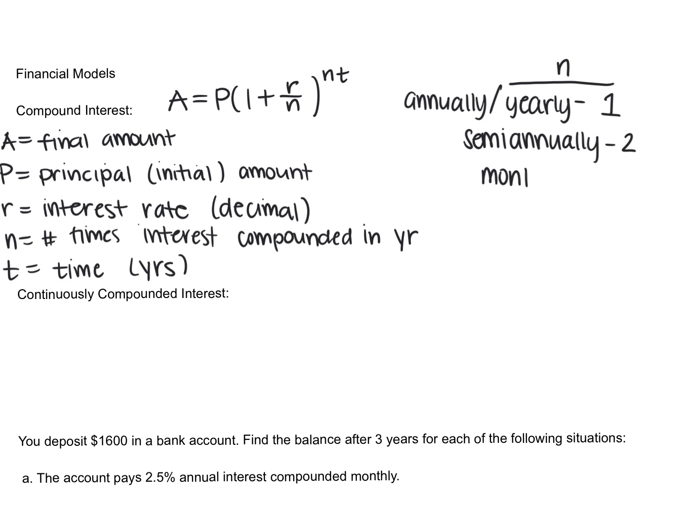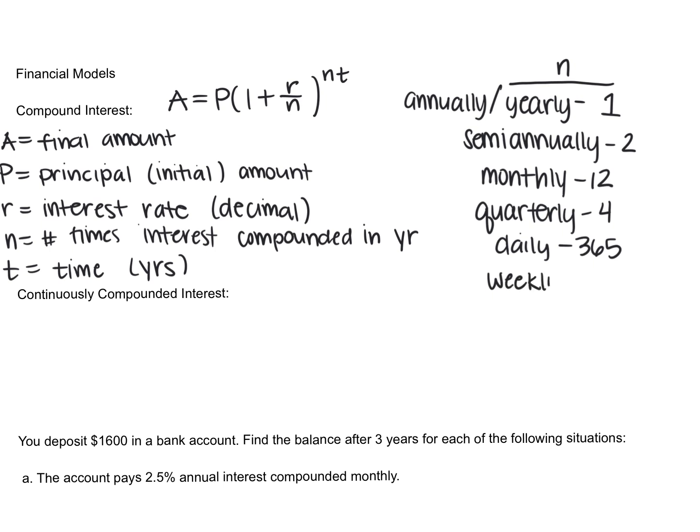Monthly is 12. Quarterly is 4. Daily, 365. And probably the least often one you're going to see is weekly, which is 52. But again, that's the one that you're going to see the least often. The other ones, annually or yearly, semi-annually, monthly, quarterly, daily, are very, very common to see.